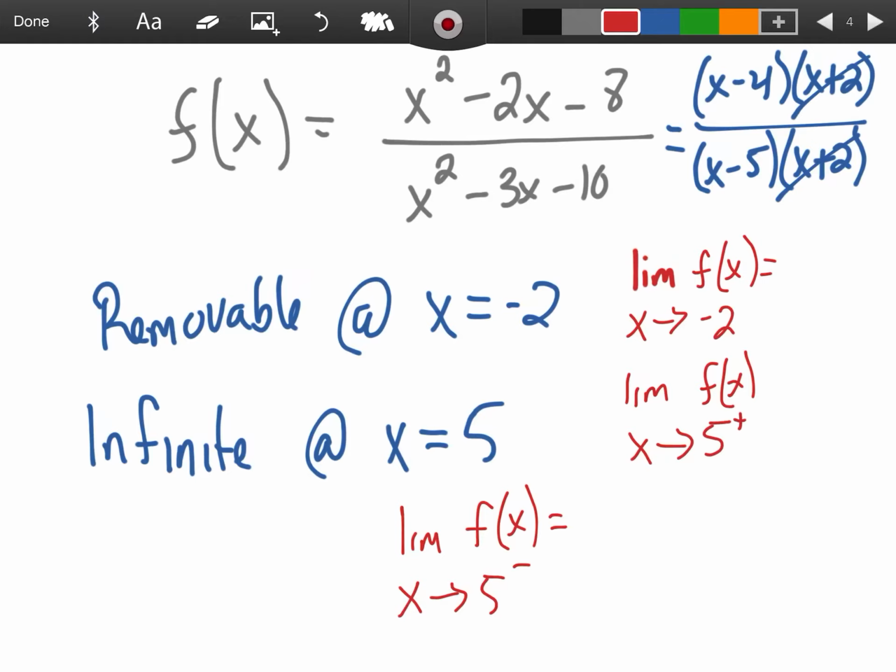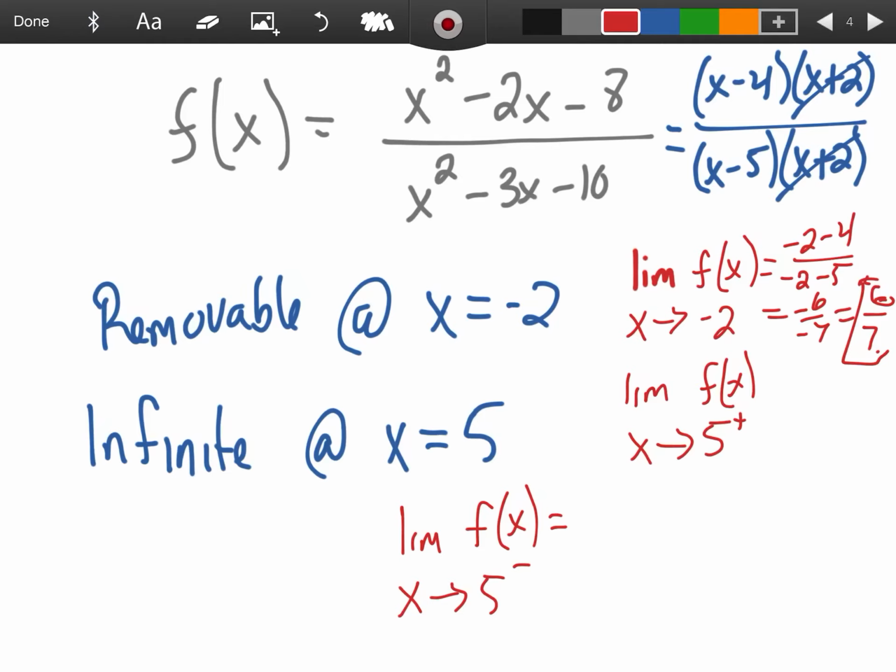So the limit of f of x as x approaches negative 2. All we're going to do here is plug in negative 2 to what's left. Okay, what's left after I've canceled out? So that's negative 2 minus 4 over negative 2 minus 5. That gives me negative 6 over negative 7, which is 6/7. All right, so my limit of f of x as x approaches -2 is going to be 6/7. I apologize for the sloppy handwriting there.